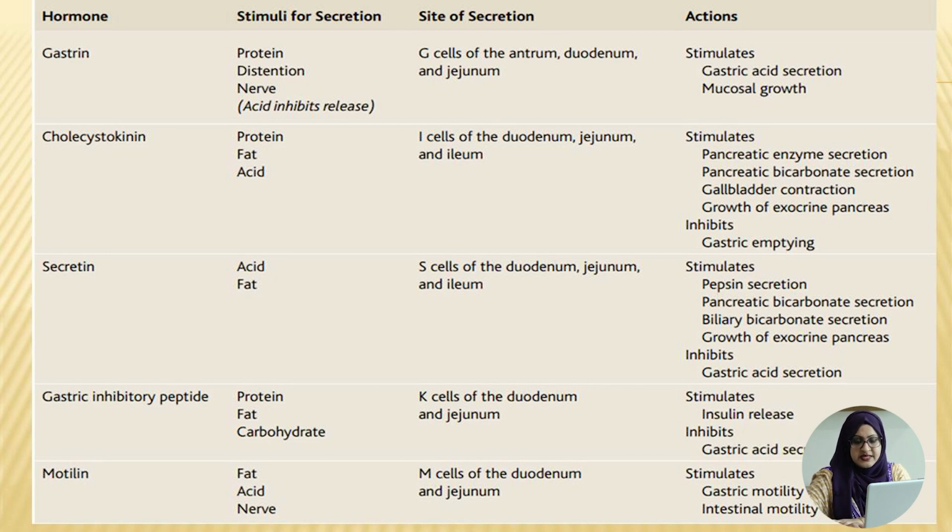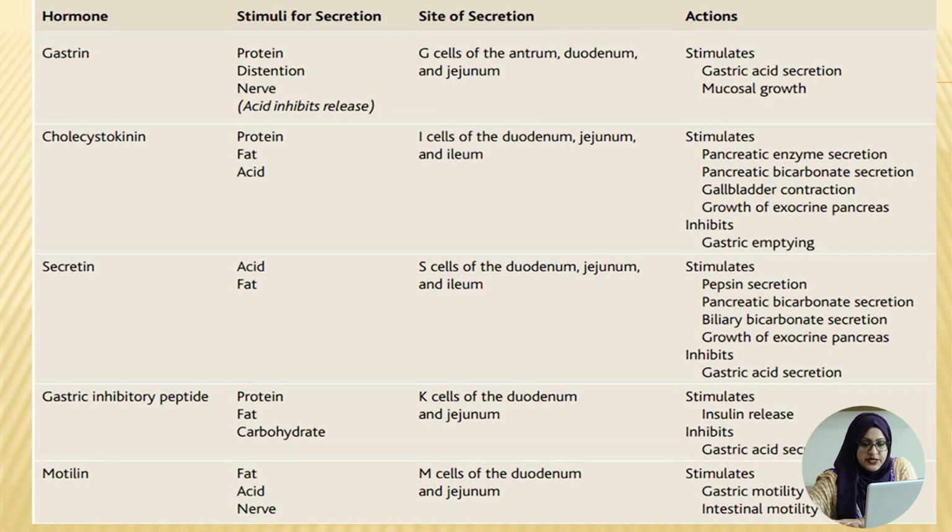Cholecystokinin inhibits gastric emptying. In case of secretin, it is released when there is acid and fat in the duodenum, and it is released by the S cells of the duodenum, jejunum, and ileum. Secretin stimulates pepsin secretion, pancreatic bicarbonate secretion, biliary bicarbonate secretion, and growth of the exocrine pancreas, and inhibits gastric acid secretion.